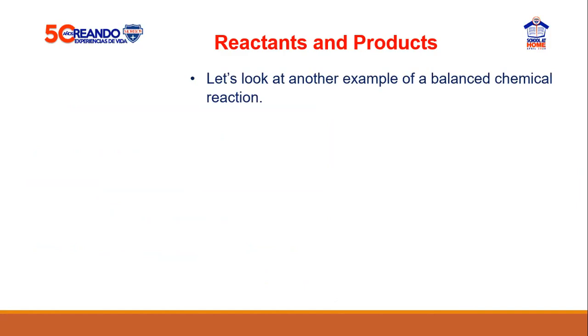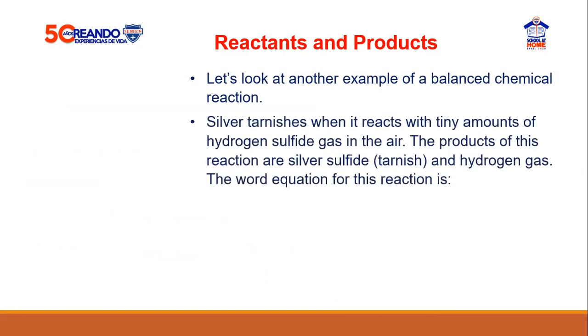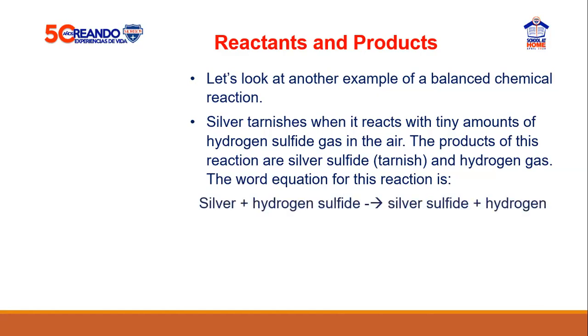Now, let's look at another example of a balanced chemical reaction. In this case, we are going to see a metal, silver. This metal tarnishes when it reacts with tiny amounts of hydrogen sulfide gas in the air. So the products of this reaction are silver sulfide and hydrogen gas. How can we express the equation only in words? Well, we say that silver plus hydrogen sulfide results in silver sulfide plus hydrogen.